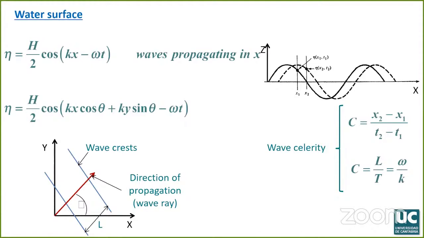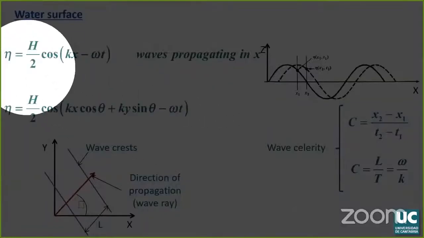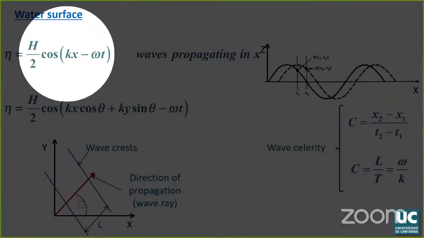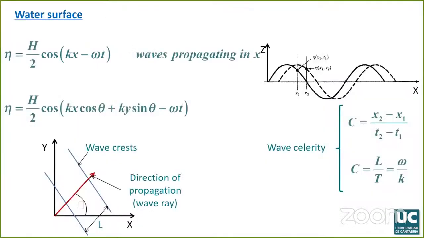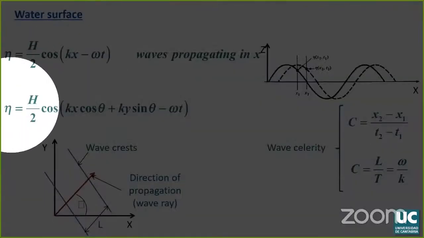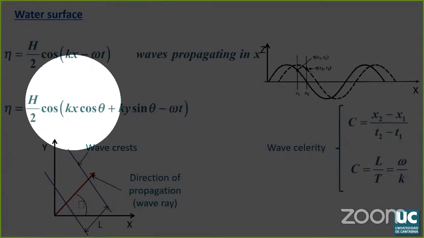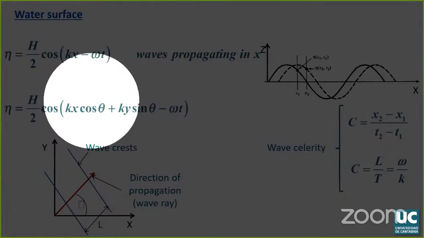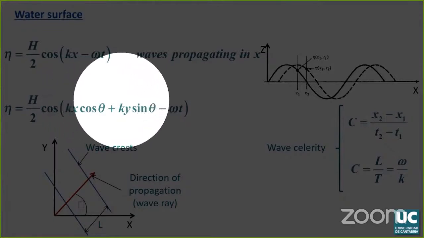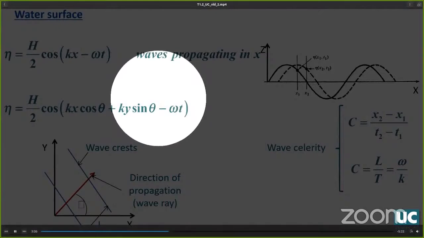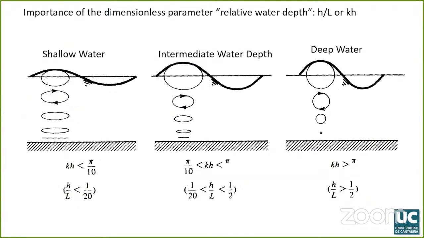Mathematically, the expression of the free surface of a wave train propagating in the positive axis is eta equals H over 2 times the cosine of kx minus omega t, where kx minus omega t is the phase. More generically, a progressive wave train propagating obliquely with an angle of theta with respect to the x-axis is defined as eta equals H over 2 times the cosine of kx times cos theta plus ky times sin theta minus omega t.